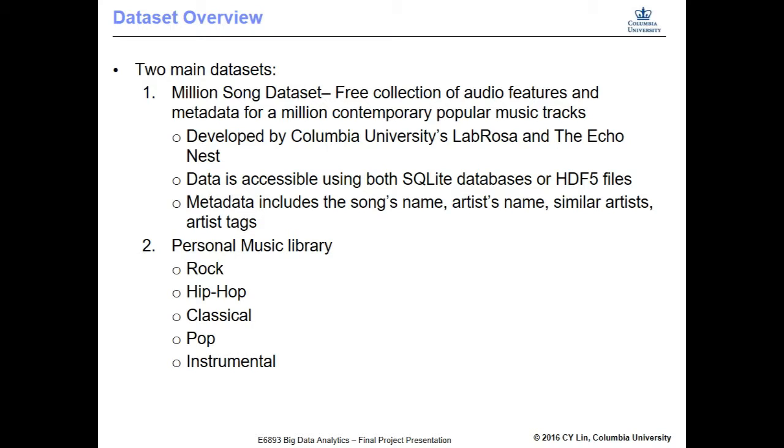The song's metadata provided by the dataset includes everything from the song's name to the artist name, similar artists, and general artist tags. In addition to the Million Song dataset, RecoSonic also uses the user's personal music library. For our experiment, we used our own personal music library. Our library was vast and had genres of all varying types, from rock, hip-hop, classical, pop, and instrumental. Our music library was over 1 terabyte large.